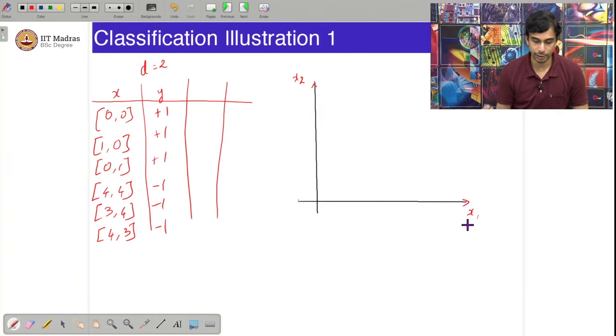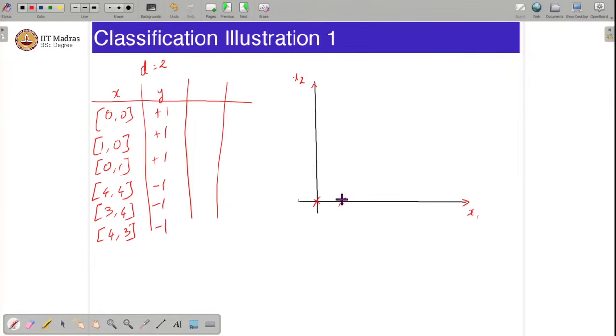Right. So, the first data point is 0, 0 which would be here, right. The second data point is 1, 0 which would be here. The third data point is 0, 1 which would be here. So, these 3 points are all labeled +1, right. Let us say the red color indicates +1. Let us use some other color, let us say blue, to indicate the negative data points.